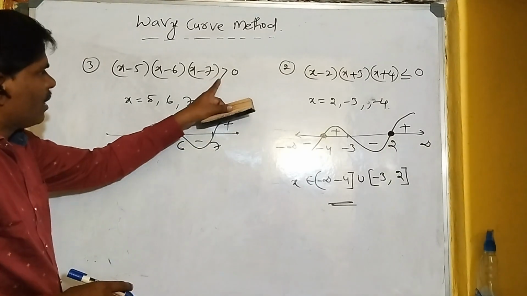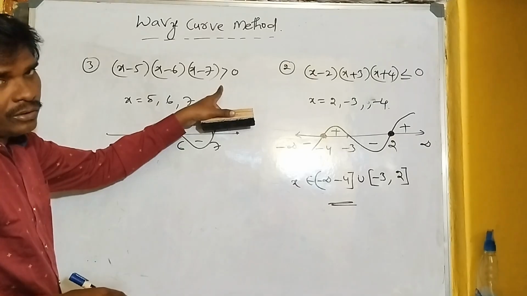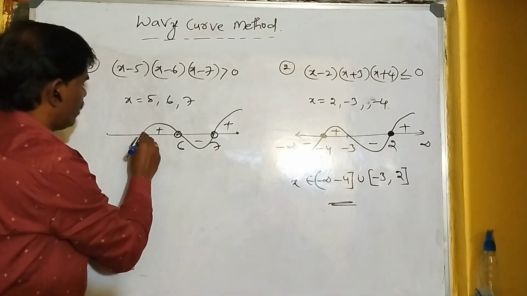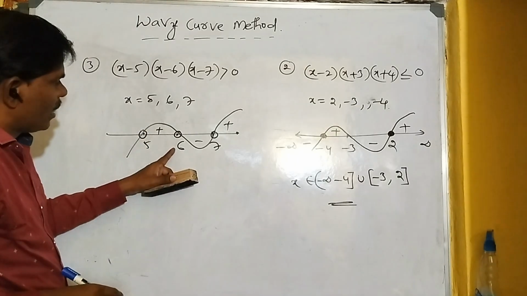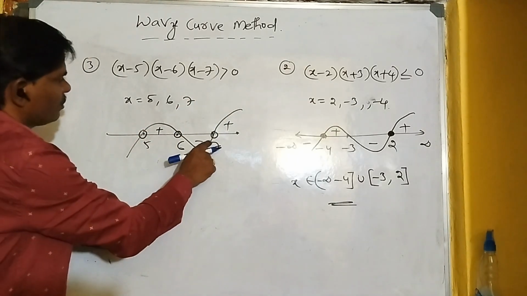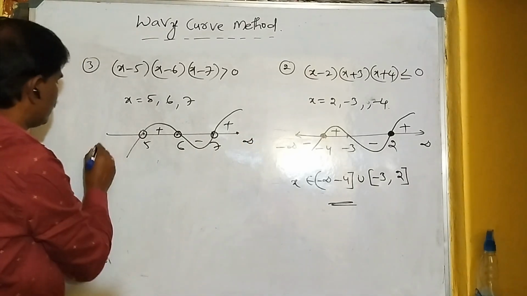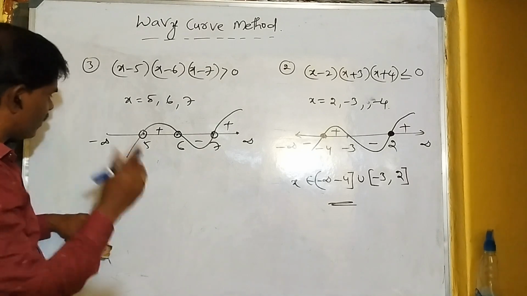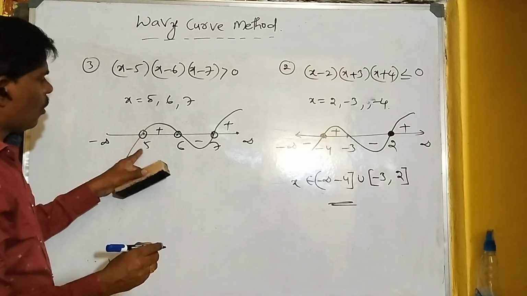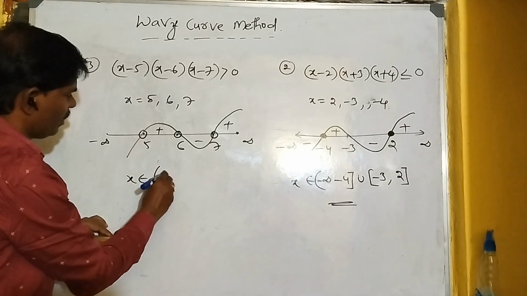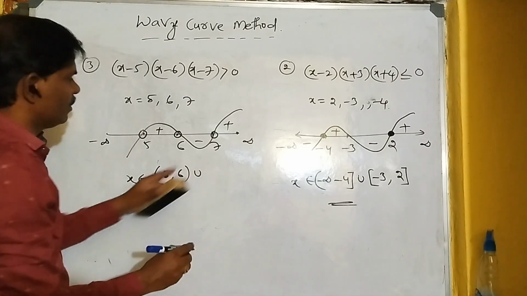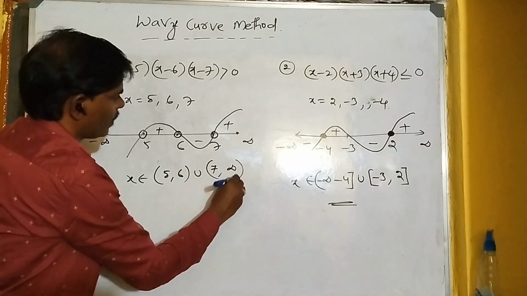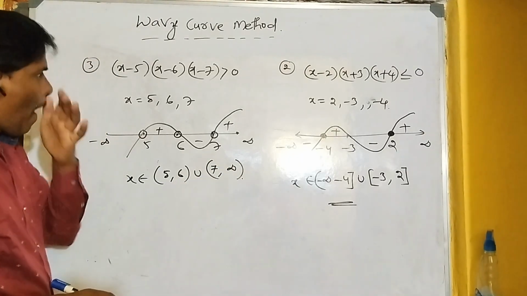Positive value means here, equal to is not there. Only greater than 0 means here hollow circle. This is also hollow circle. What do you want here? Positive value. What is the positive value? 7 to plus infinity. This is also minus infinity. Okay, right. What is the positive value in this case? X belongs to open interval or closed interval. Here open interval 5 comma 6 union, next another one 7 to plus infinity, open interval and open interval. This is our answer.